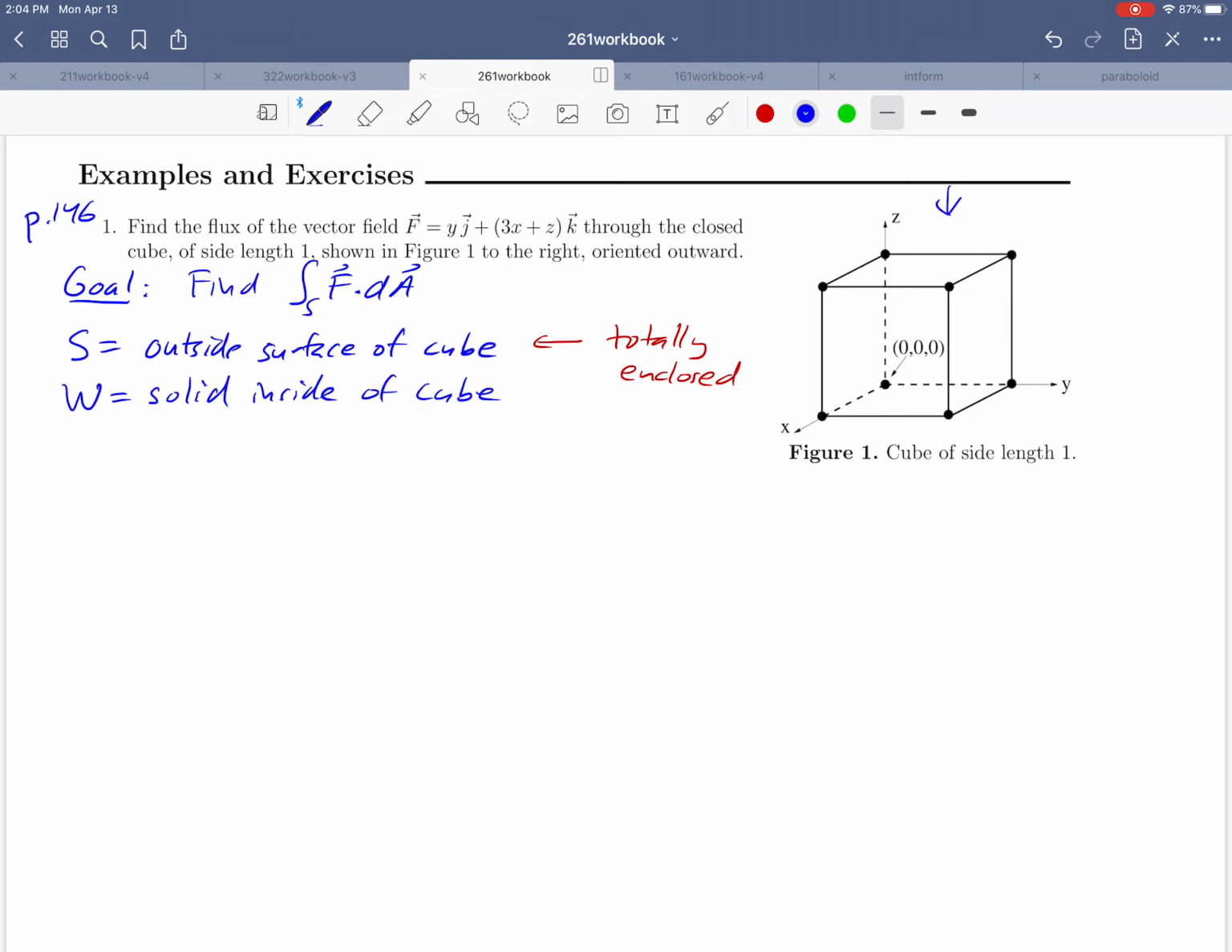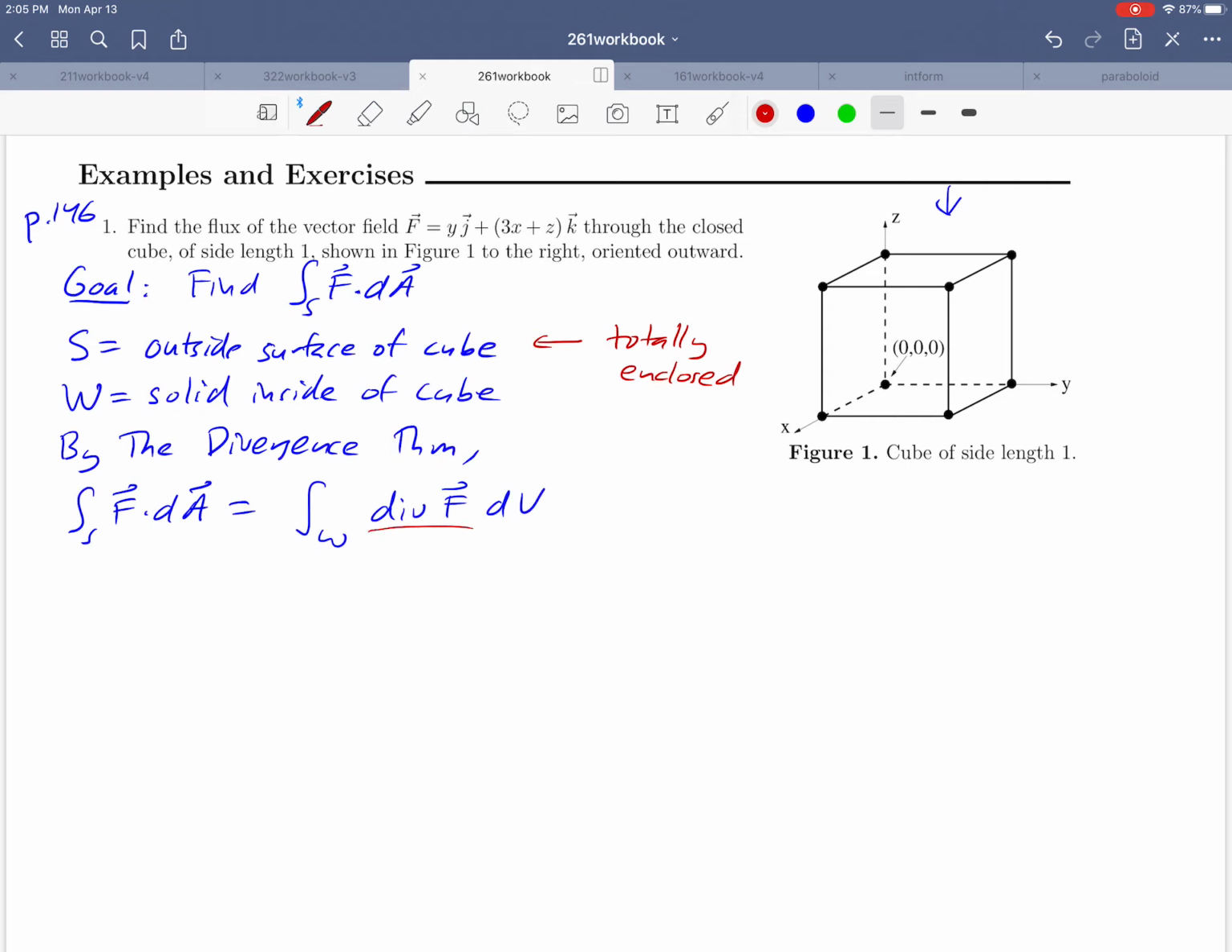Okay, and what the divergence theorem says then, let's write it down, remind ourselves here. This flux integral that we're looking at is actually equal to the triple integral over the inside of the cube of the divergence of our vector field dV. So to do this problem, we need to calculate this triple integral. To get started, we need the divergence of our vector field. That's a calculation that we have to do.